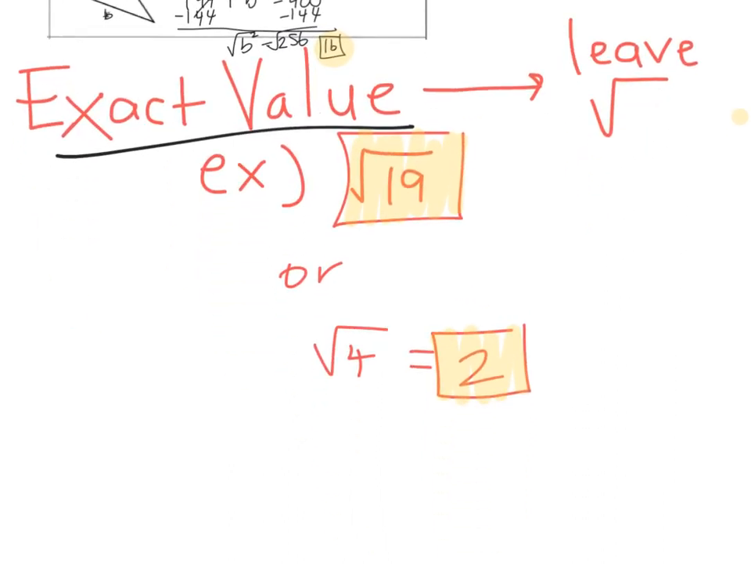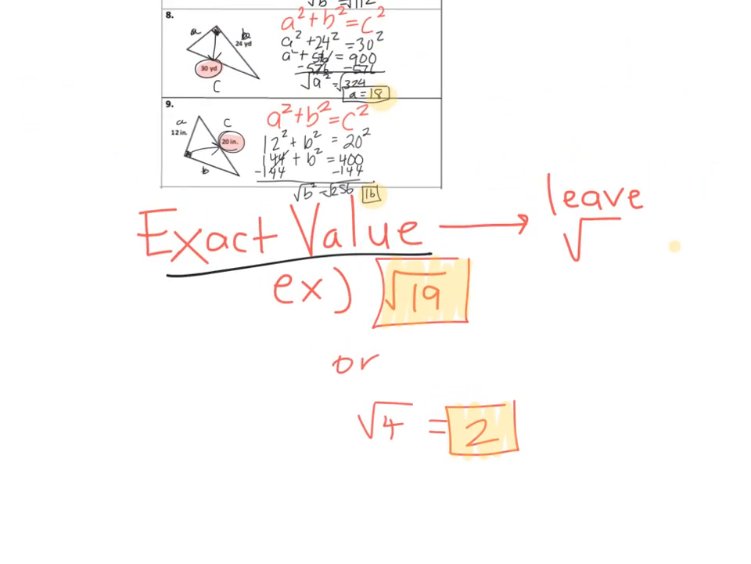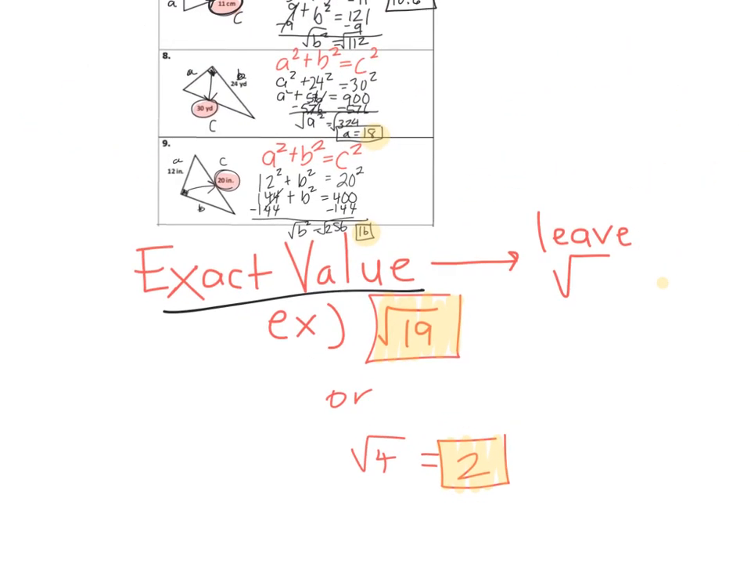Or if it became a square root and it, like the square root of 4 became 2, that's exact value. So you want to leave the number underneath the square root. Exact value means you leave the number underneath the square root. Okay, so this is what exact value would look like.